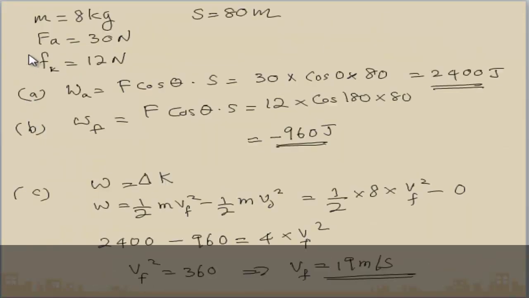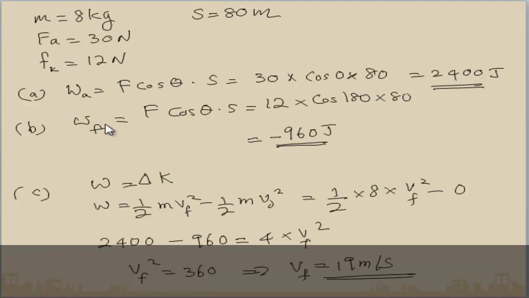The values given in the question are mass equals 8 kilograms, the applied force equals 30 newtons, and the friction force is 12 newtons. The displacement is 80 meters. To find the work done by the applied force, we use the same formula, F cosine theta times S. Now the applied force is 30 newtons. Theta is 0 because the applied force and the displacement are in the same direction. So it's 30 times cosine 0 times 80, which is 2400 joules.